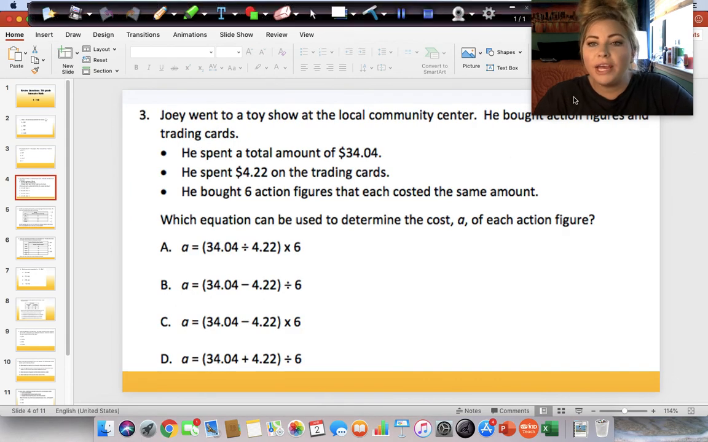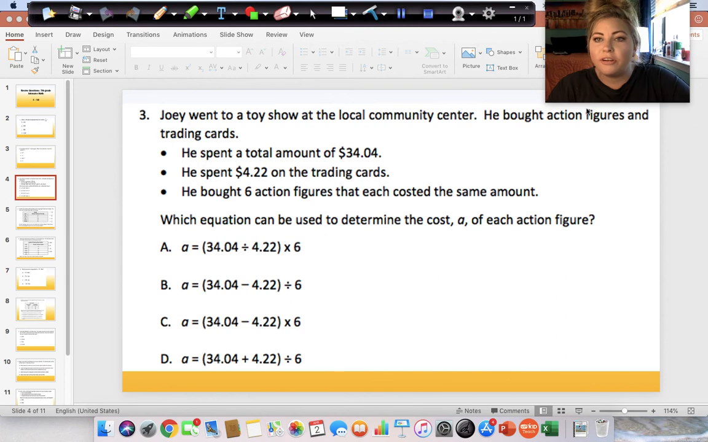Okay, Joey, let me make myself smaller. There we go. Joey went to a toy store. Nope, that's not a toy store. A toy show at the local community center. He bought action figures and trading cards. He spent a total amount of $34.04. He spent $4.22 on the trading cards, and he bought 6 action figures that each costed the same amount.